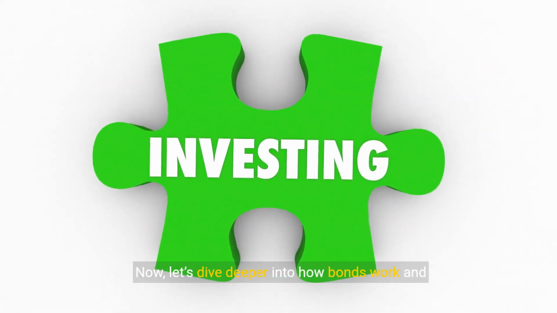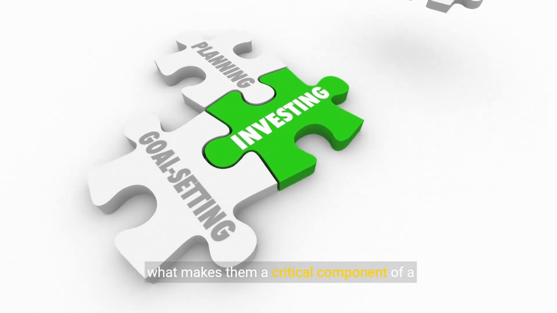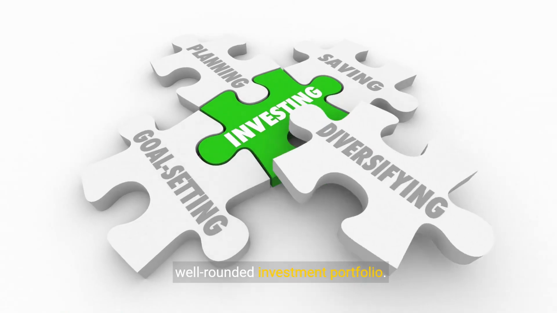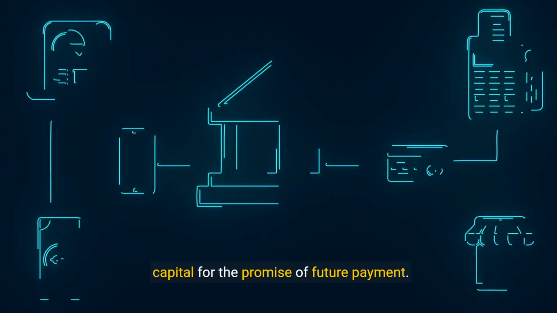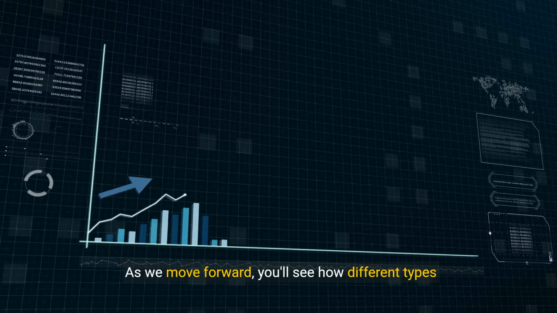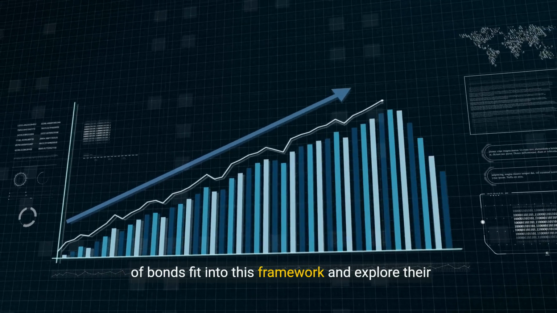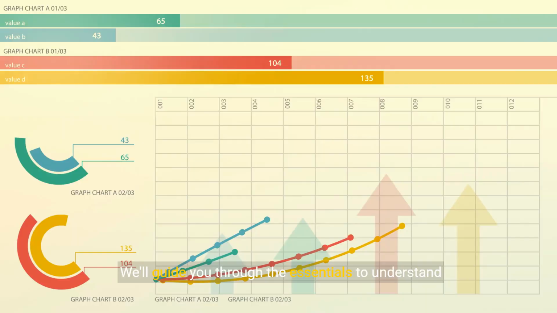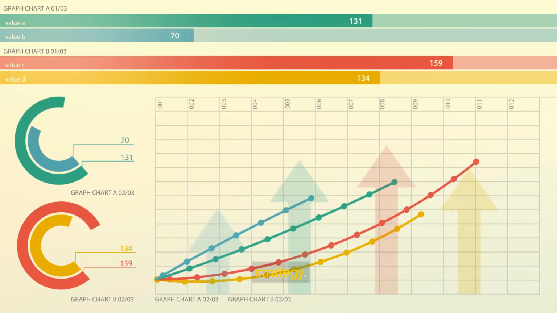Now, let's dive deeper into how bonds work and what makes them a critical component of a well-rounded investment portfolio. Bonds operate on the principle of the exchange of capital for the promise of future payment. As we move forward, you'll see how different types of bonds fit into this framework and explore their unique attributes. We'll guide you through the essentials to understand why bonds can be a valuable asset in your investment strategy.